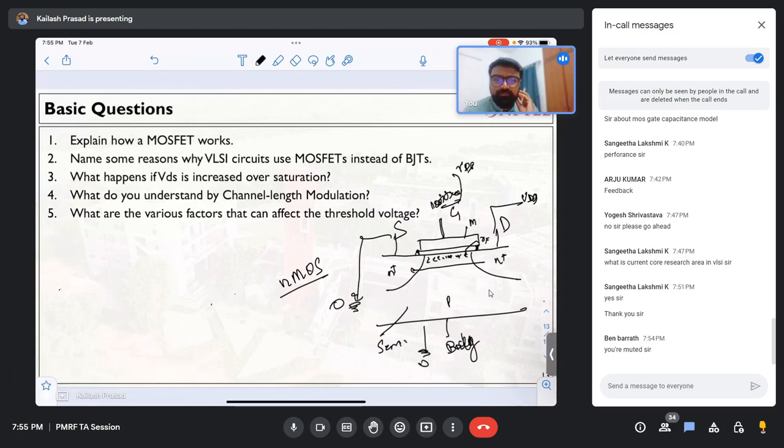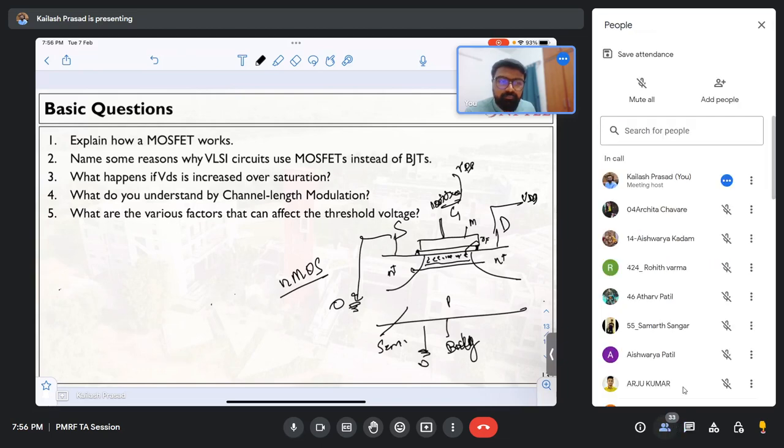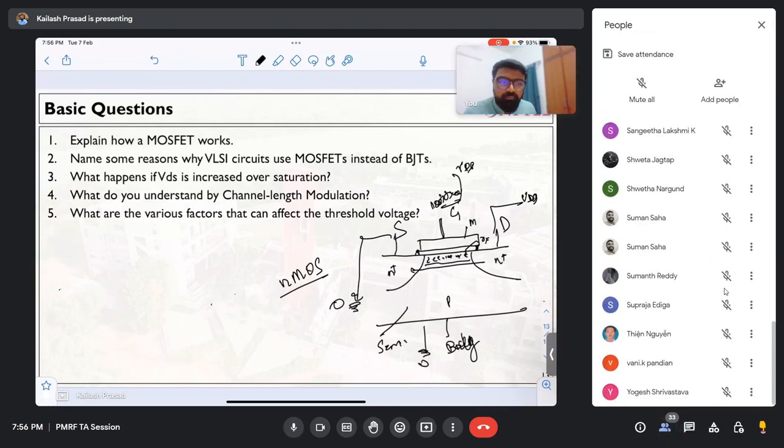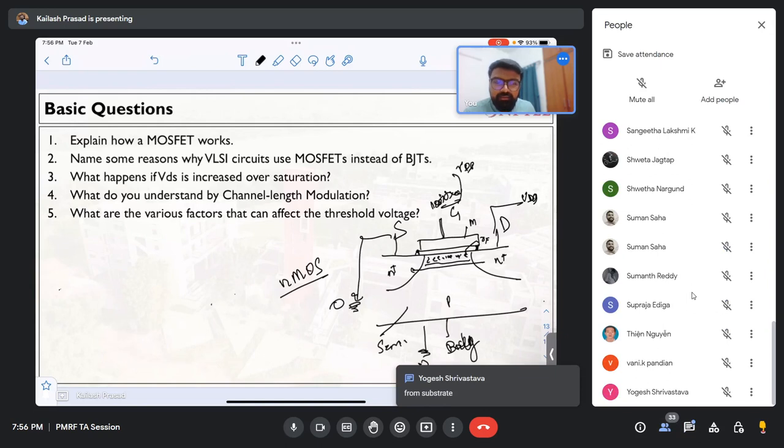I have one question for you. To make sure that the channel is formed, we require a very large amount of electrons to be accumulated over this particular channel. Right? Where do they come from? From substrate. Okay, Yogesh is saying from substrate. Do we have any other answers from anyone?